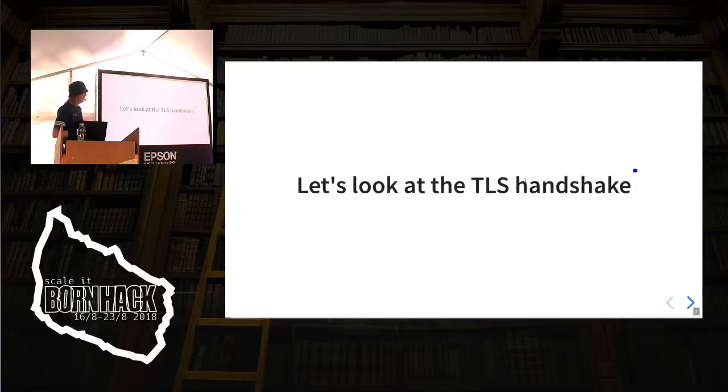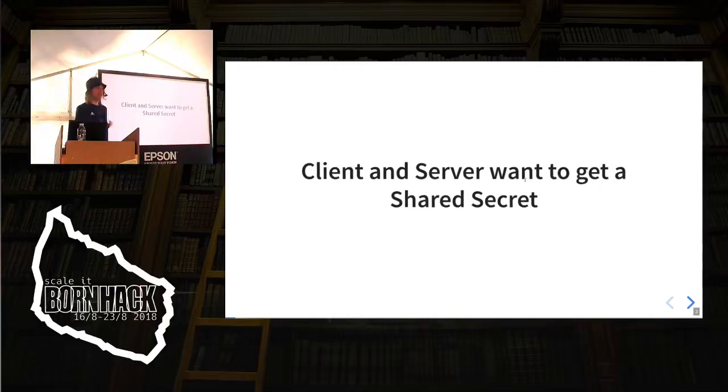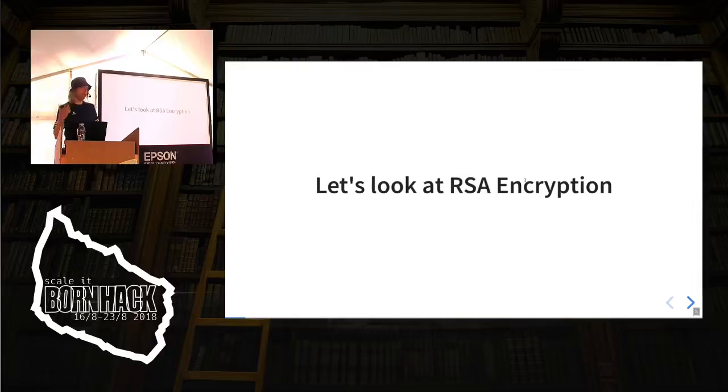To understand this attack, we need to have a look at the TLS handshake. If we want to start a TLS connection, a client and a server need to get a shared secret, which they can use for encryption. There are two major ways to do this. There's the traditional, older way, which uses RSA encryption, and then there's the more modern way, using a Diffie-Hellman key exchange. This can still use RSA, but then RSA is used for signatures and not for encryption. This provides so-called forward secrecy, which is a nice property to have. But the attack I'm talking about is about the RSA encryption, so the older version of the TLS handshake.